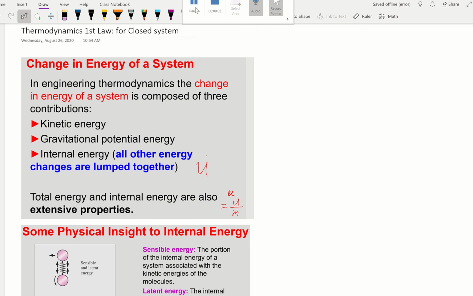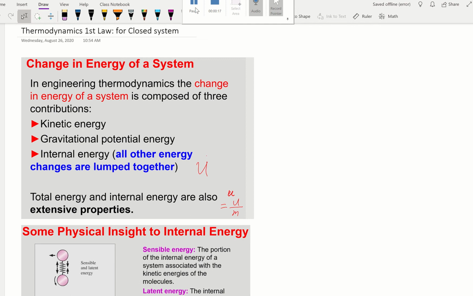Hi, in this video we're going to talk about a very important concept in thermodynamics. It's called the first law, the energy conservation. And here we're particularly looking at a closed system. A quick review, closed system versus open system.